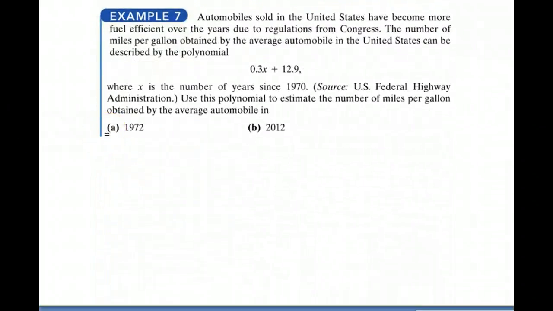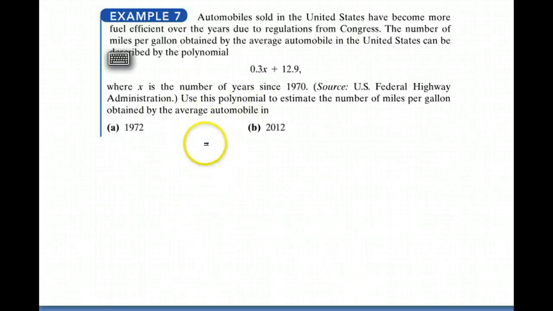So let's take a look at example 7 here. It says that automobiles sold in the United States have become more fuel efficient over the years due to regulations from Congress. The number of miles per gallon obtained by the average automobile in the United States can be described by the polynomial 0.3x plus 12.9, where x is the number of years since 1970. Use this polynomial to estimate the number of miles per gallon obtained by the average automobile in 1972 and 2012.